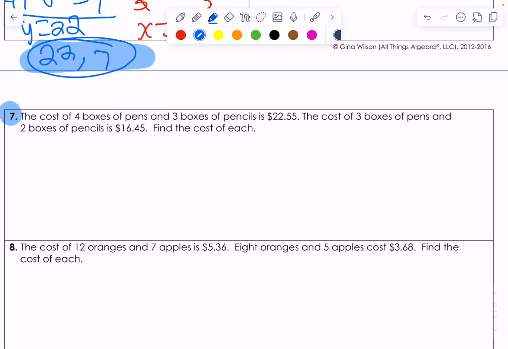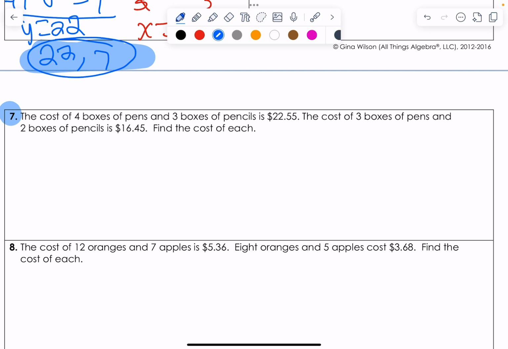Starting with number 7, we are given the cost of 4 boxes of pens and 3 boxes of pencils, and they give us a total amount. Then they say, well, 3 boxes of pens and 2 boxes of pencils, they give us a different amount. And so is there some way to solve this system of equations?